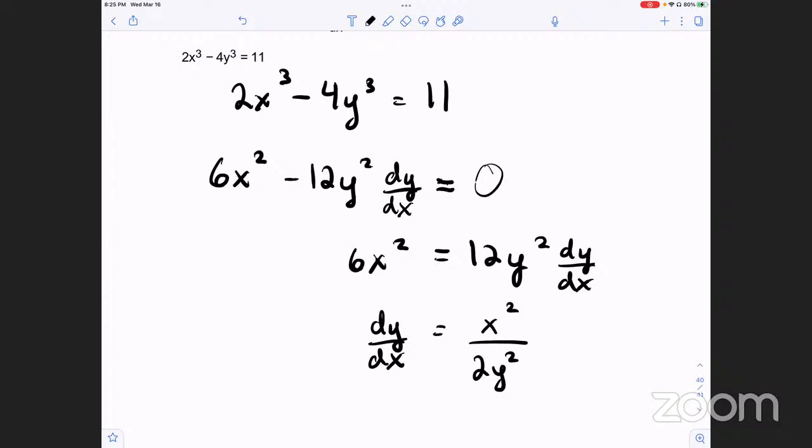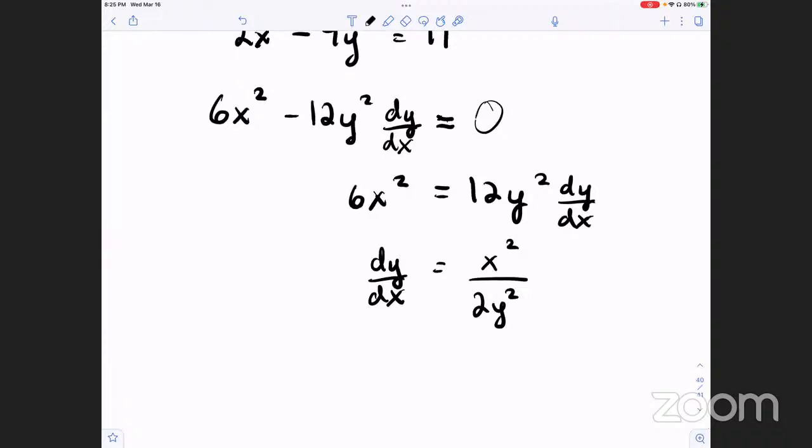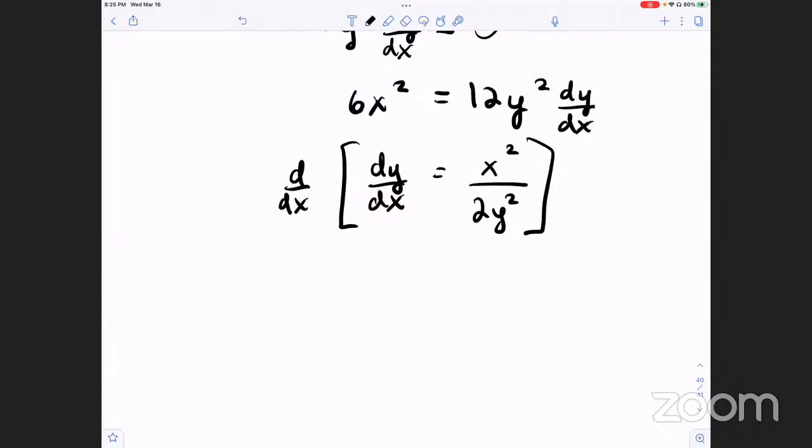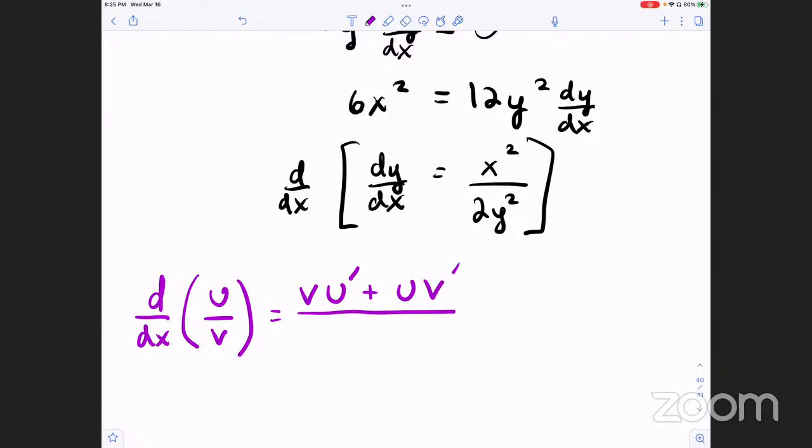But then we want the second derivative, right? So we need to find d by dx of both sides again. And it looks like we need to use the quotient rule, okay? Let me use purple for my color. When we do d by dx of u over v, the quotient rule is the bottom times the derivative of the top plus the top times the derivative of the bottom, over the bottom squared, okay?